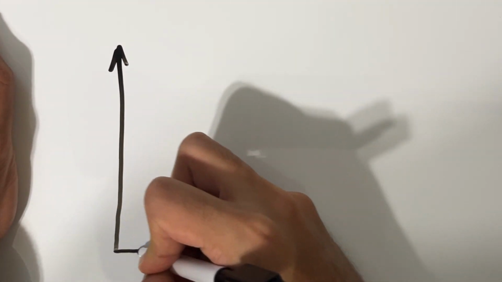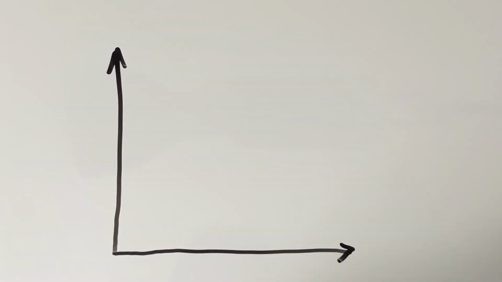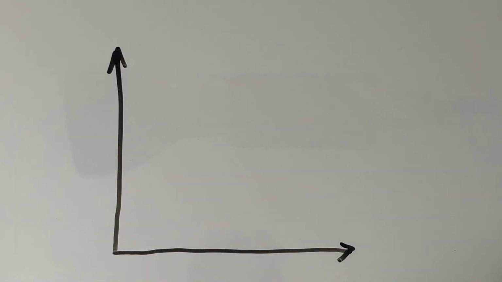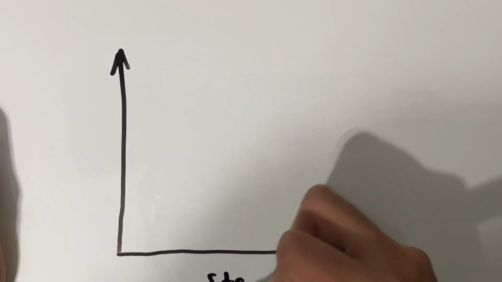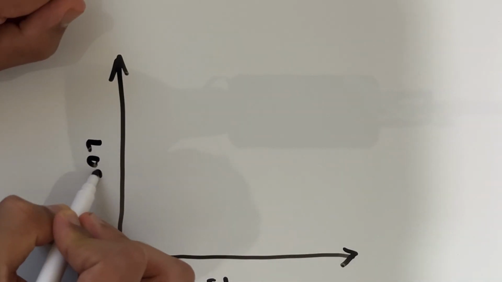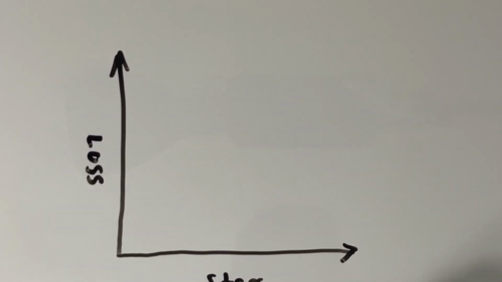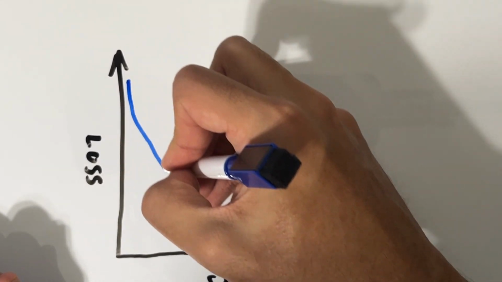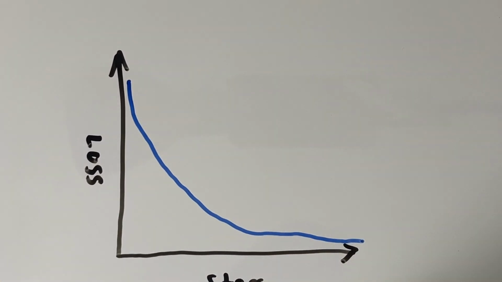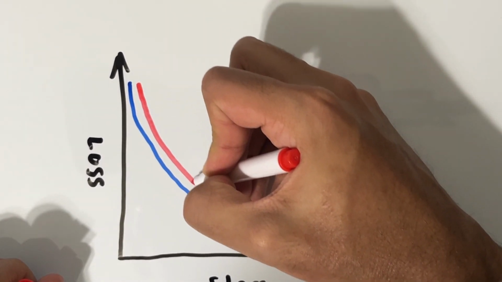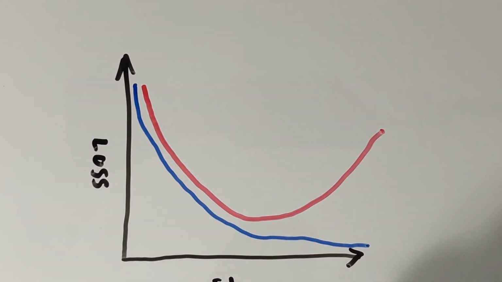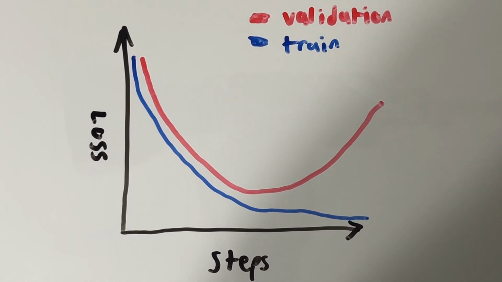If we draw a loss graph with steps on the x-axis and loss on the y-axis, overfitting is when the training loss keeps decreasing, but the validation loss doesn't. This means the model is learning the training data too well, instead of learning the overall pattern.